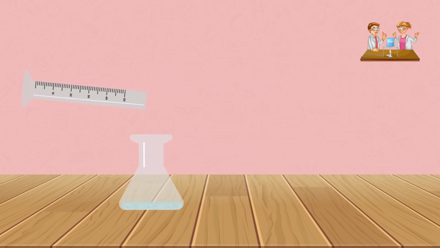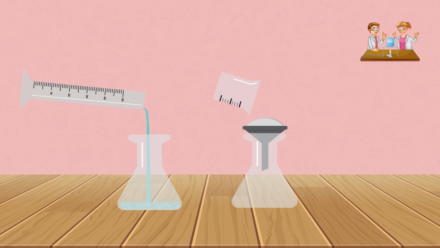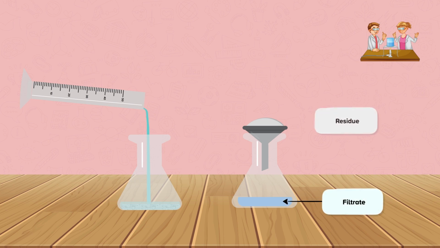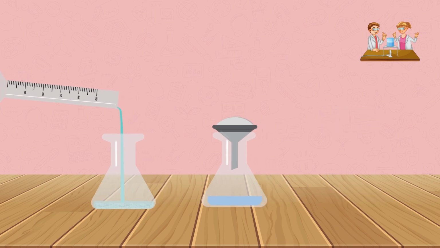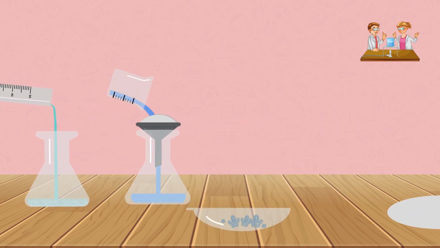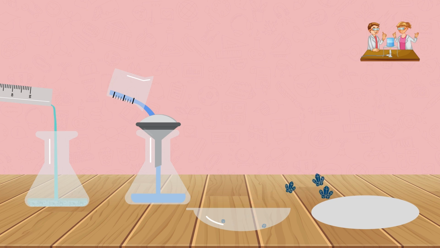Other transfers that can reduce the actual yield are filtering. Not all the residue can be scraped from the filter paper, and not all the filtrate can be transferred to the next step. Solid may also be lost when trying to remove solid product from an evaporating dish, for example.